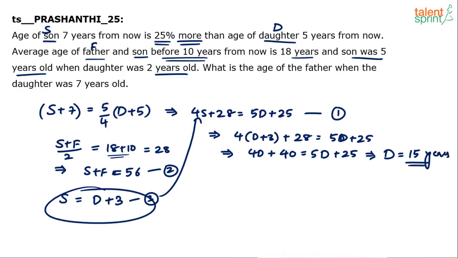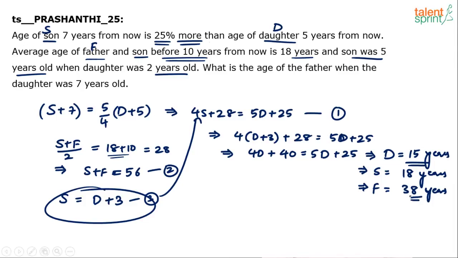If daughter is 15 years old, what will be the age of son? 18 years. Because son is D plus 3. Son is 18 years. If son is 18 years, what will be the age of father? See, son plus father is 56. So what will be the age of father? 56 minus 18. Son is 18 years old, we have found. Father should be 56 minus 18, which is 38 years.